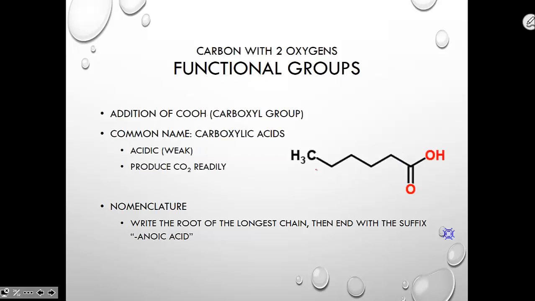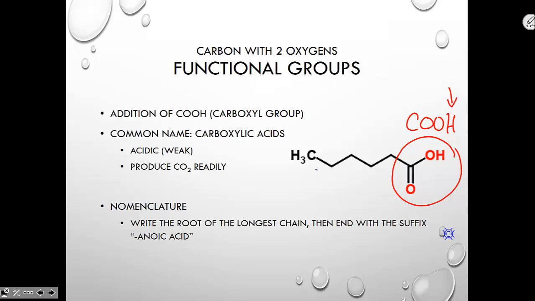Organic acids are acids that contain a carboxyl group. A carbon double bound to an oxygen and a hydroxyl group. It is this hydrogen that comes off organic acids. When naming organic acids, we simply end them in anoic acid.